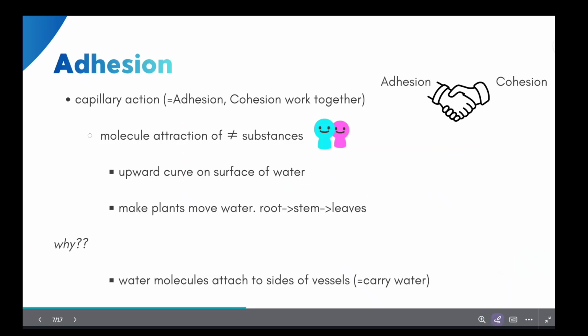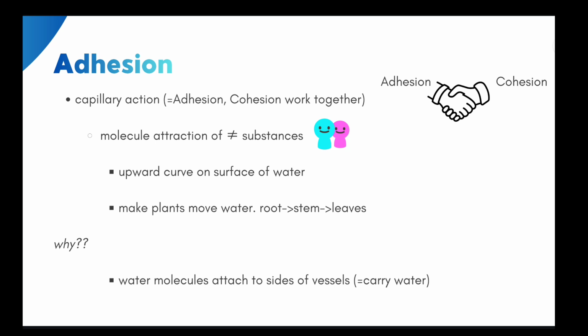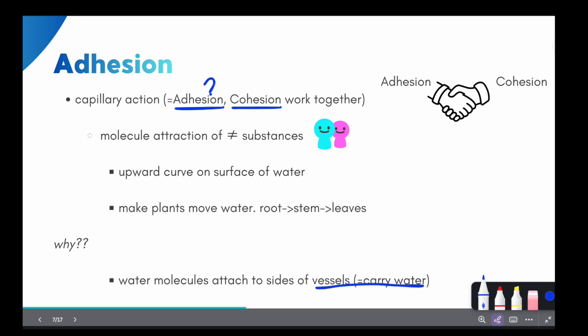Capillary action is adhesion and cohesion working together. Okay, I understand cohesion, but what is adhesion? Adhesion is molecule attraction of different substances, and it's an upward curve on the surface of water and makes plants move water from root to stem to leaves. Why? Because water molecules attach to the sides of vessels. Vessels are just carrying water.